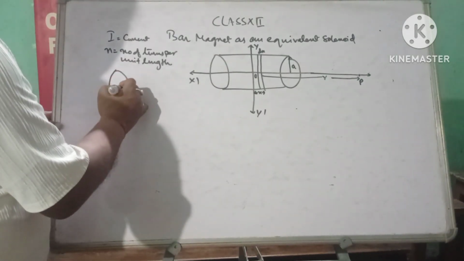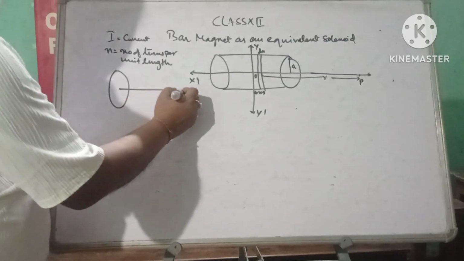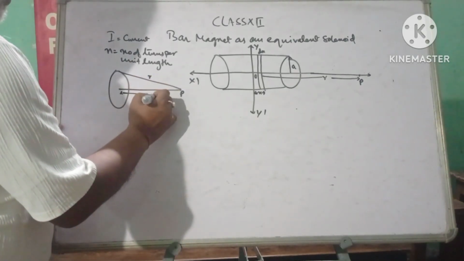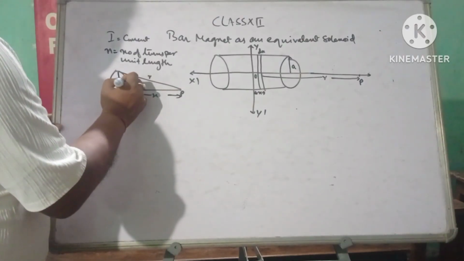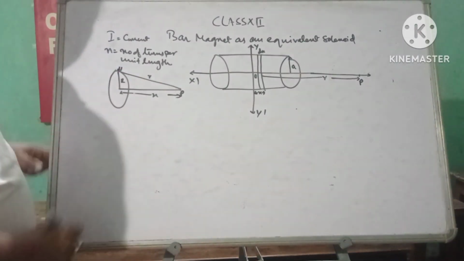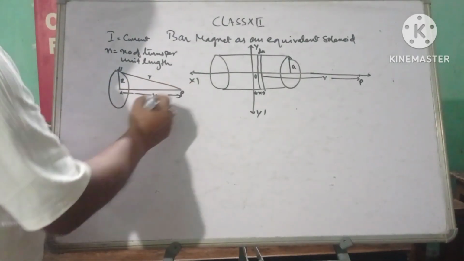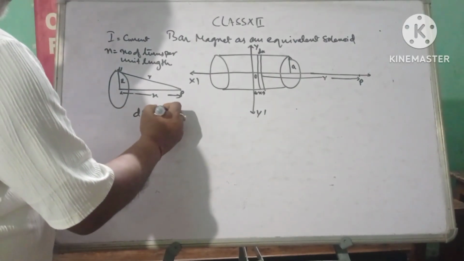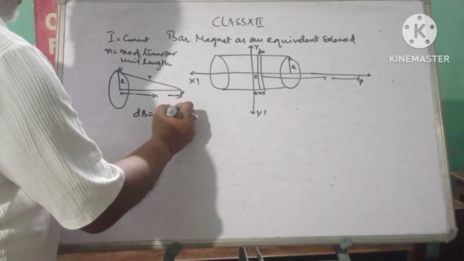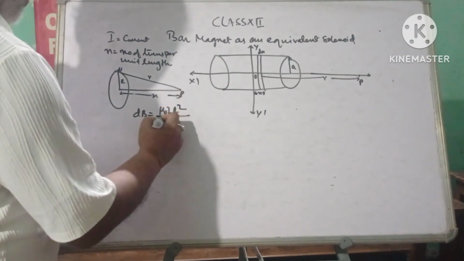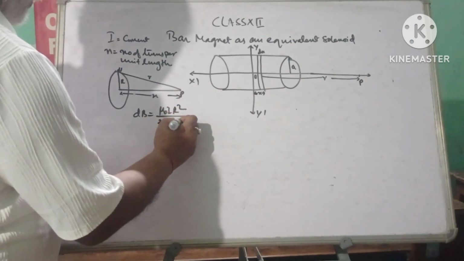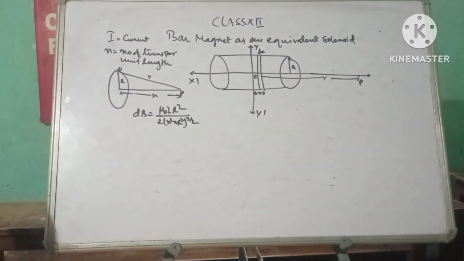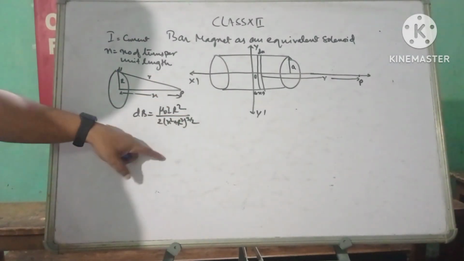According to the Biot-Savart law, for a circular loop, the magnetic field at a point at distance x from the center of the loop of radius r is dB equal to mu naught I r square by 2 times x square plus r square to the power 3/2. This we have calculated in the Biot-Savart law. So we are going to use this formula here.